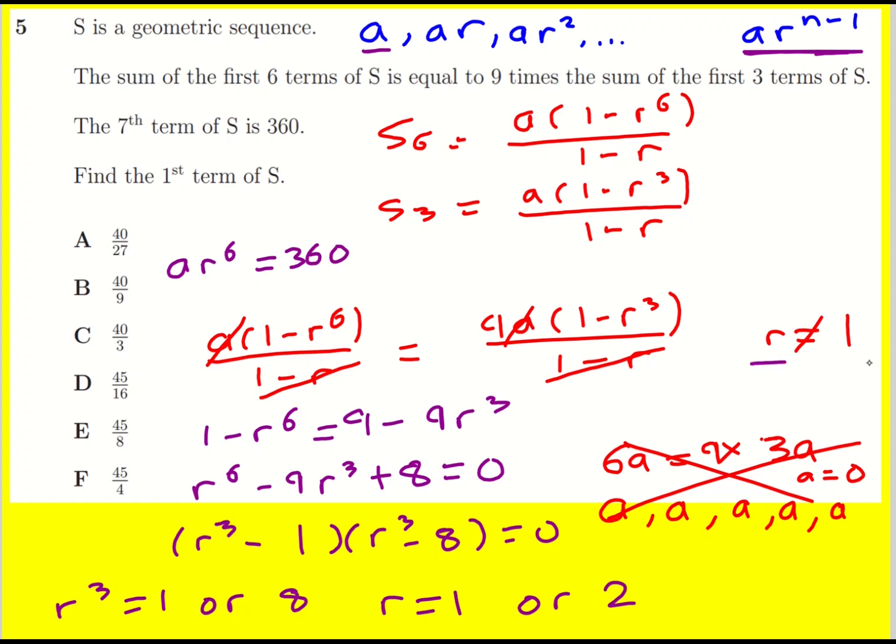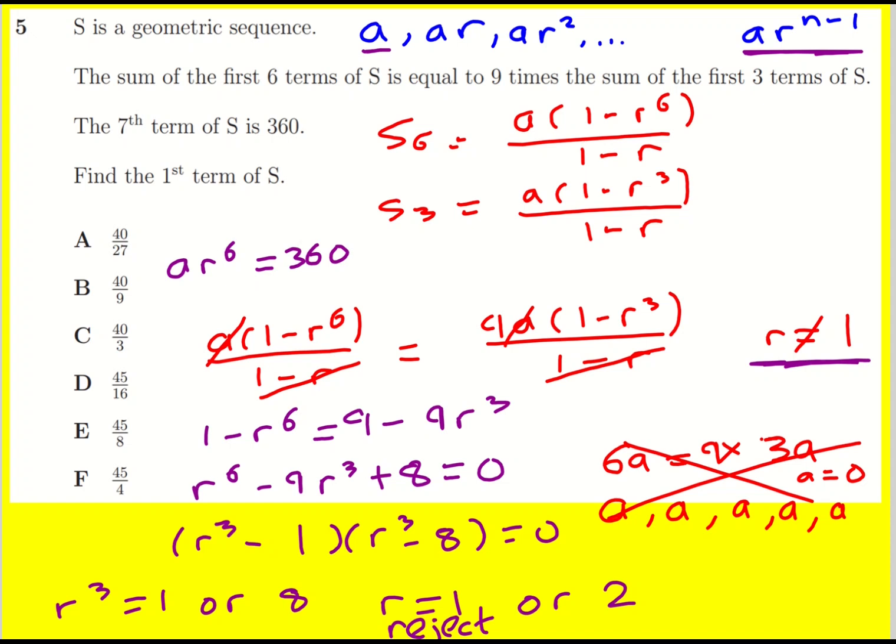But this is actually why I noted it up here. We can immediately reject this one. We don't need to consider it anymore because I've already dealt with that special case by itself. And when I cancelled out the 1 minus r, it meant it couldn't have been a solution. So r is equal to 2. Good news. And then I can sub that in.